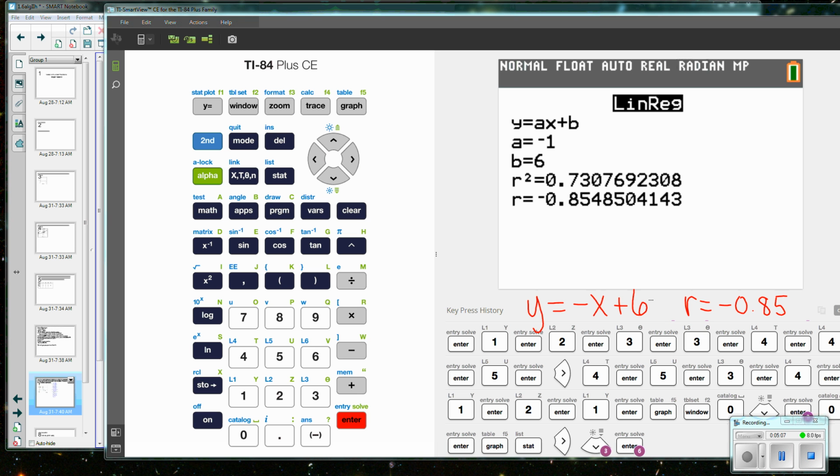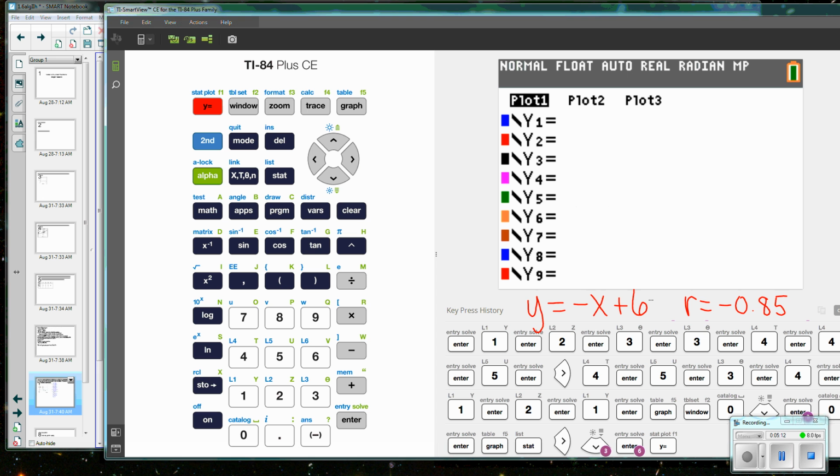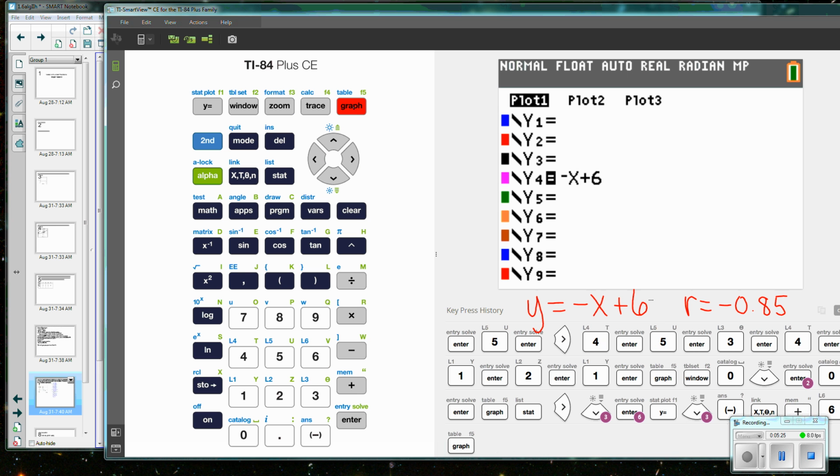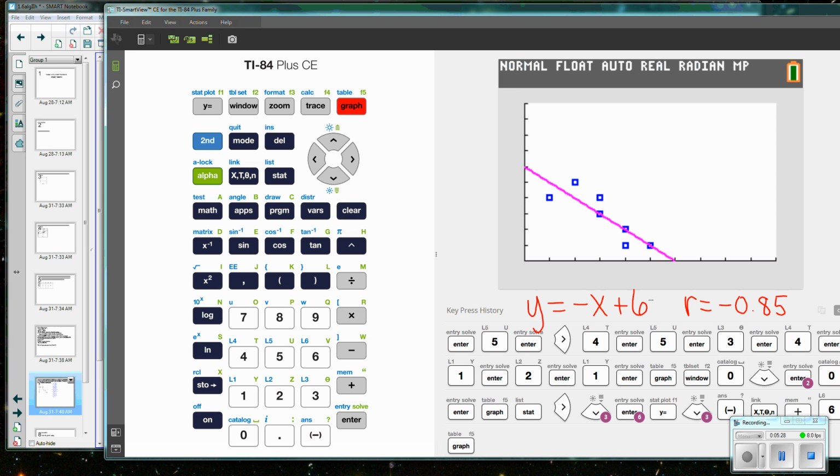So now I want to look at my graph and see if our line of best fit does actually fit well. So to plot this line of best fit, I'm going to hit y equals. Since our data points were already blue, I'm going to select the pink color, which is really nice if you have the color graphing calculator. And I'm going to put in my equation, negative x plus 6, and then I'm going to graph that. And that looks like a really good line of best fit. There's an equal amount of points above and below the line, and there's a few points on the line. And we can use this to predict data and interpolate information given to us.